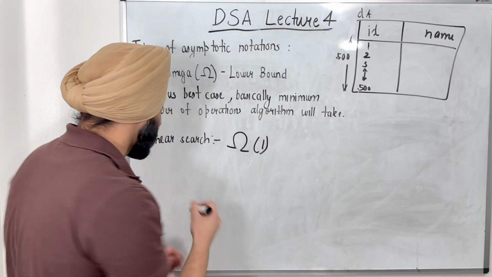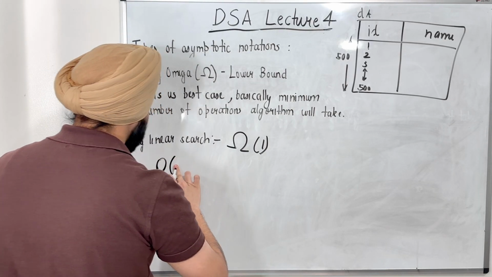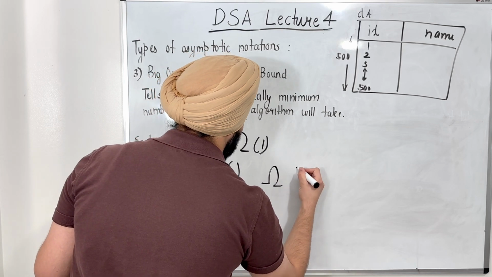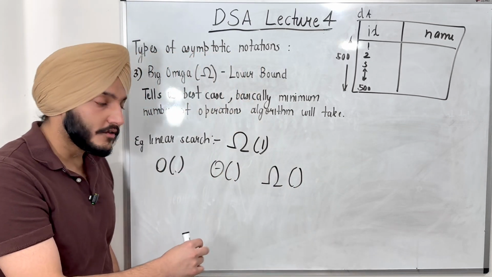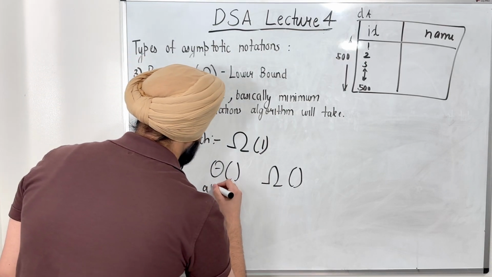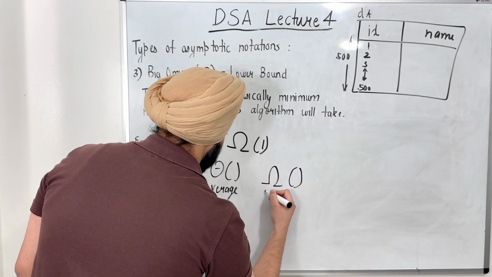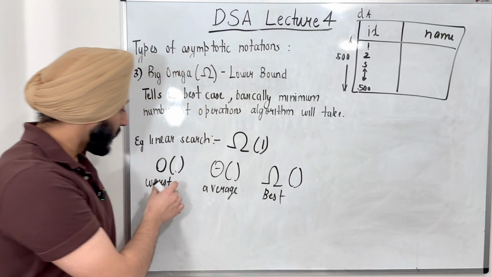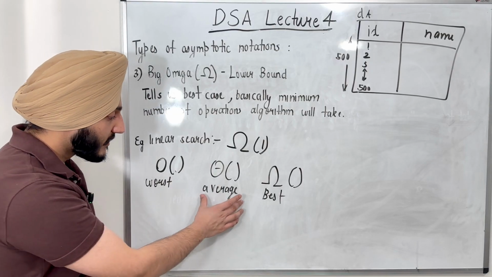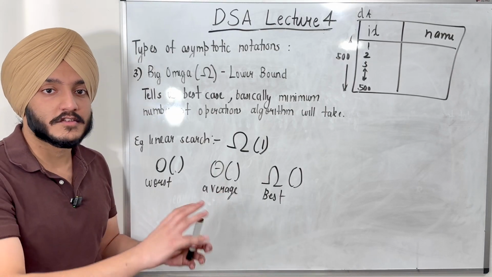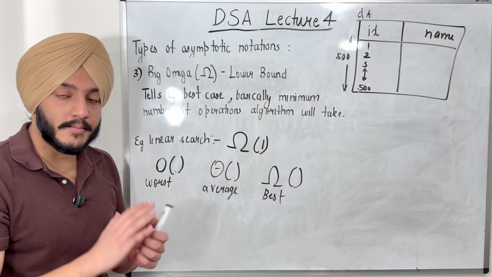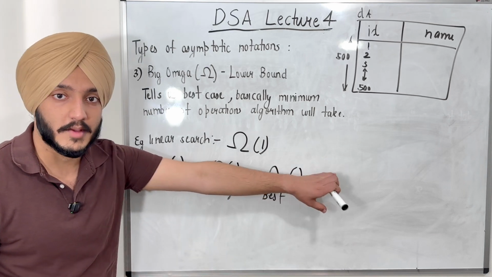So in this lecture, we covered the O notation, we covered the theta notation and we covered the omega notation as well. We covered 3 different notations. The O notation represents the worst case, the worst amount of time or operations my algorithm would take. This one represents the average case, like on average, this is the amount of operations my algorithm would need. And this one, the omega, represents the best case. In best case scenario, my algorithm will take one operation or this many operations.